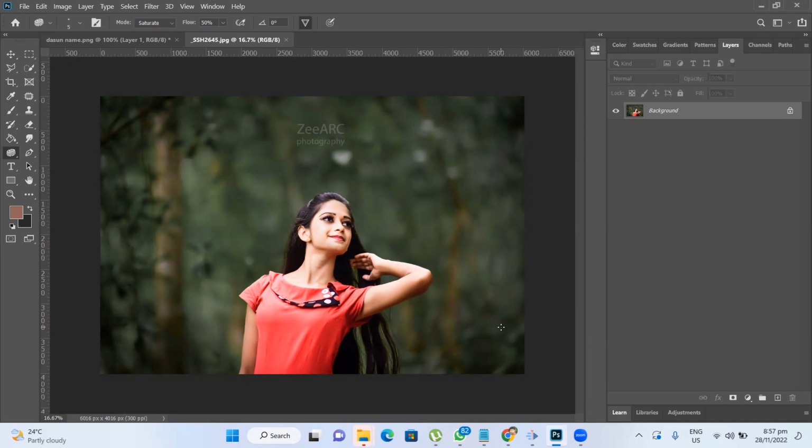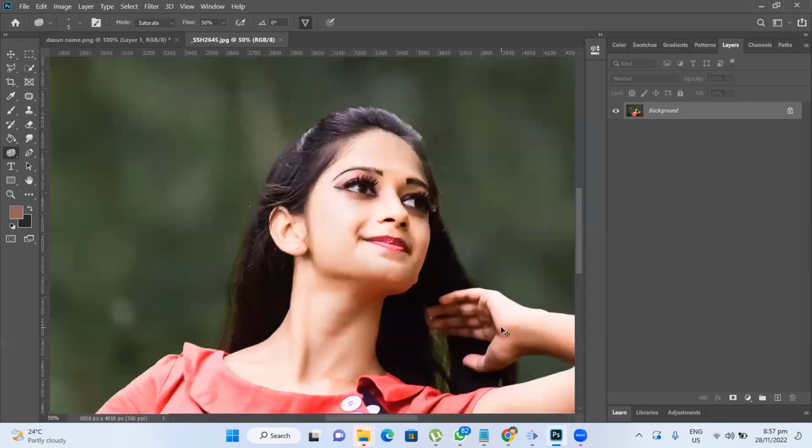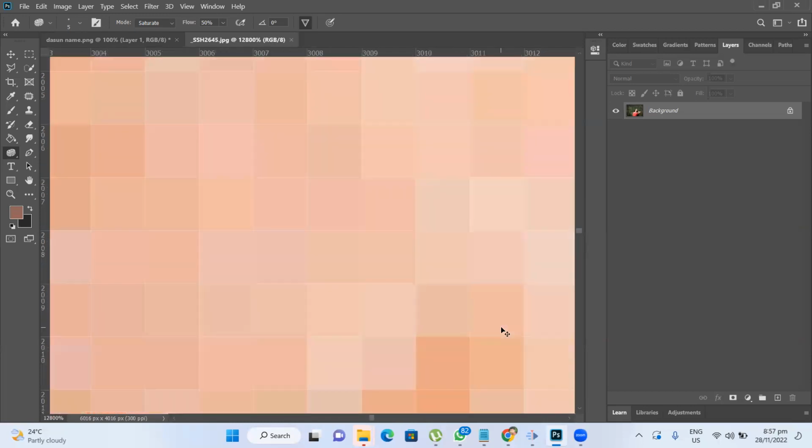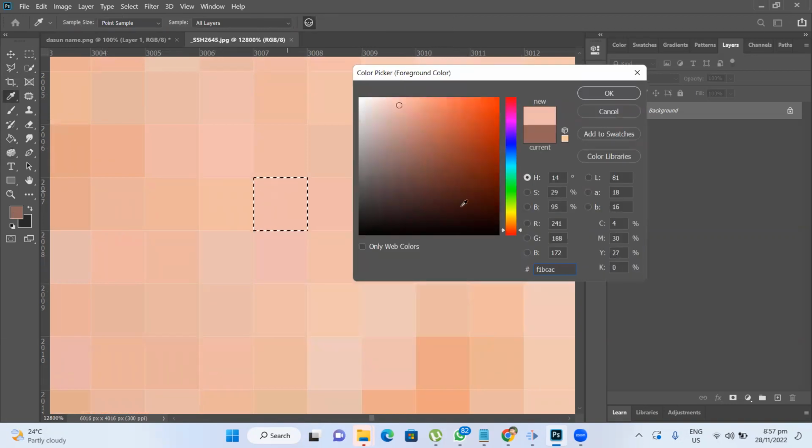Why am I telling you about these ones and zeros? Because if you take 1 pixel, okay, this is 1 square. Let me take only 1 square. This square, for example. Let me pick that color. This color is a number. Can you see? This color is a number.